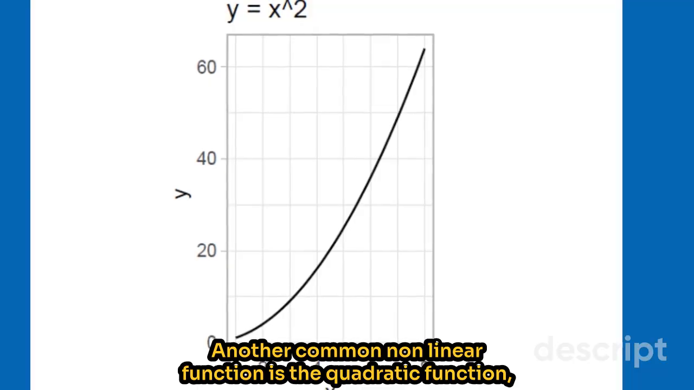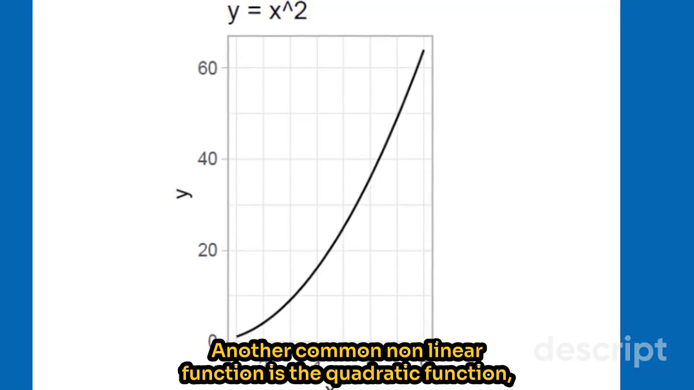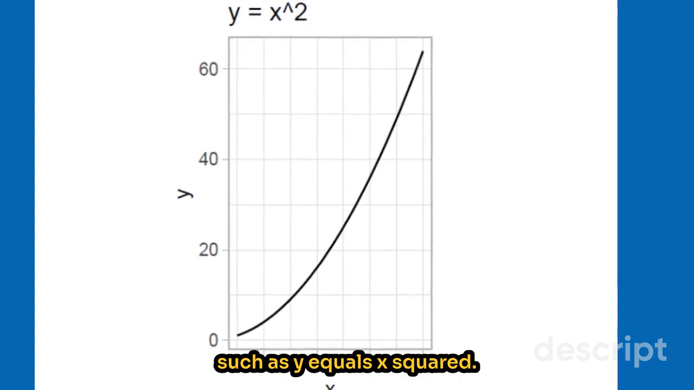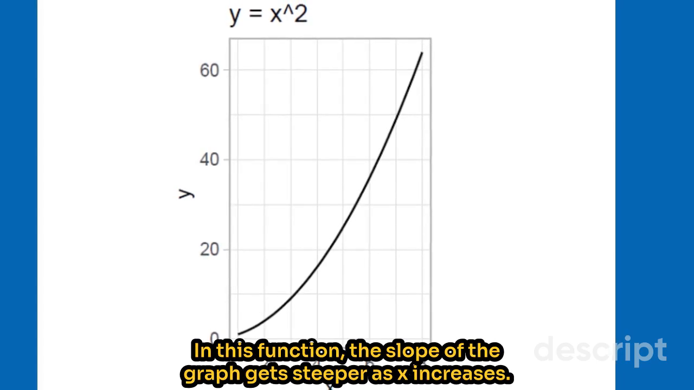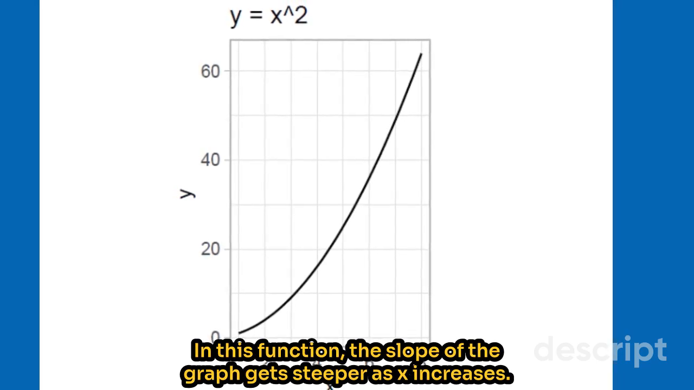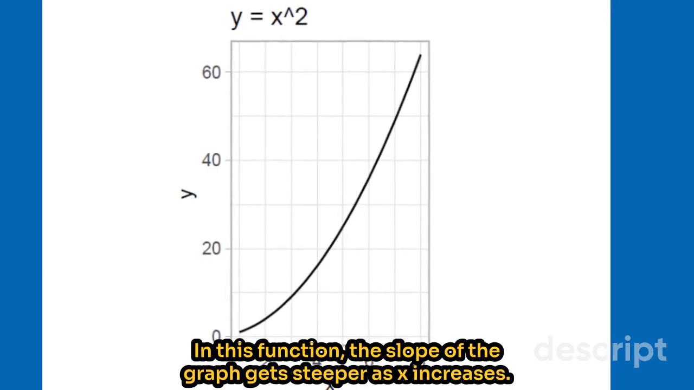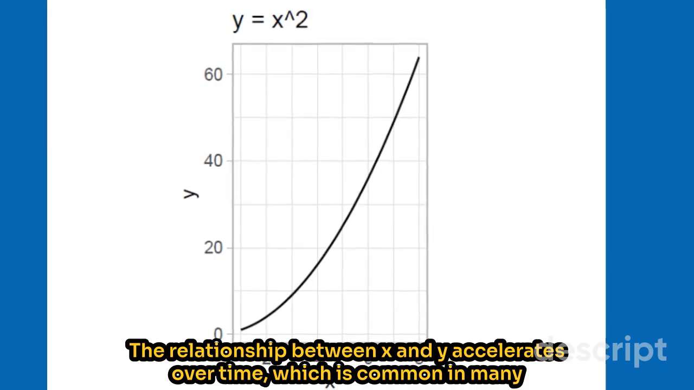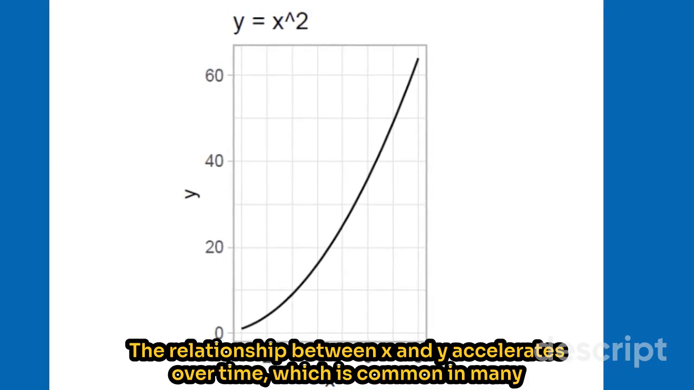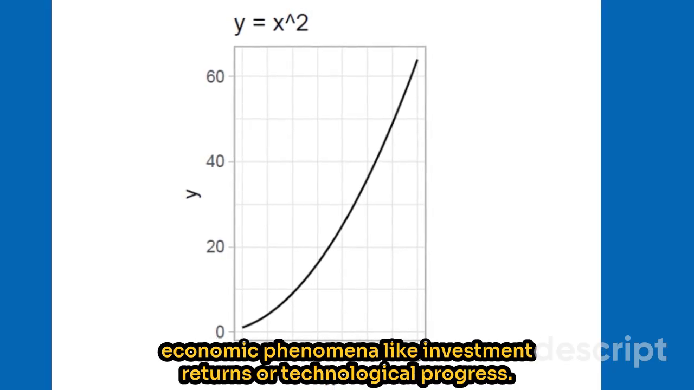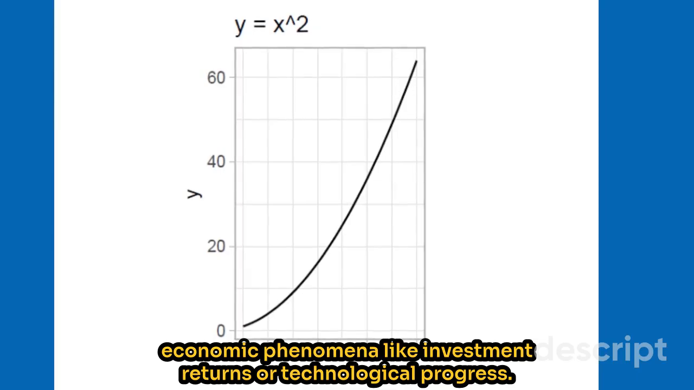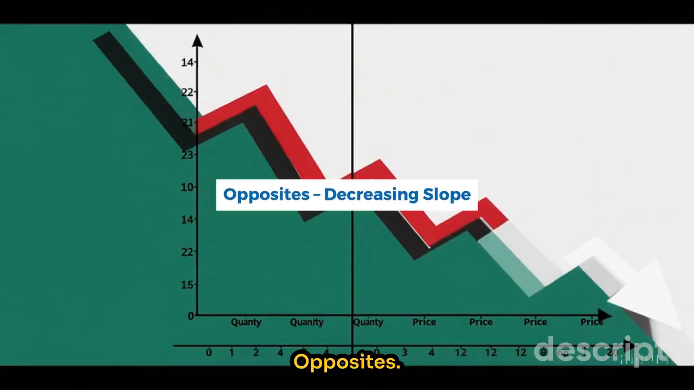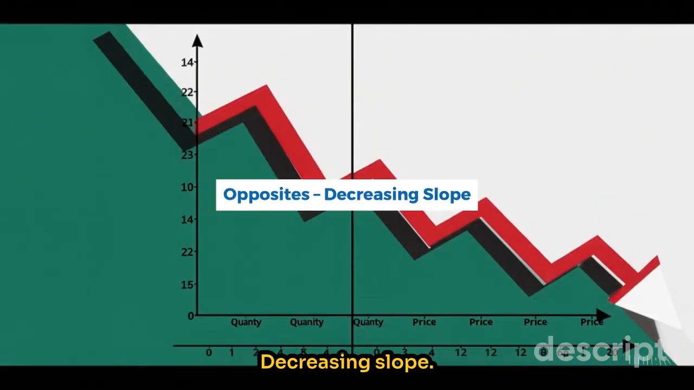Another common nonlinear function is the quadratic function, such as y equals x squared. In this function, the slope of the graph gets steeper as x increases. The relationship between x and y accelerates over time, which is common in many economic phenomena like investment returns or technological progress.